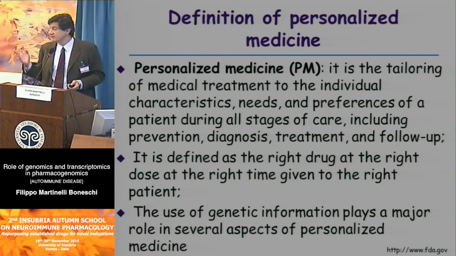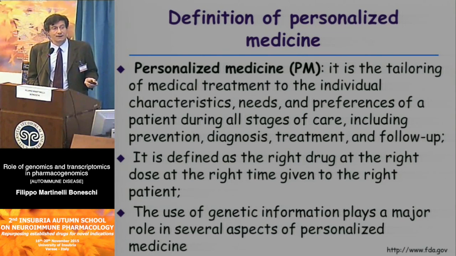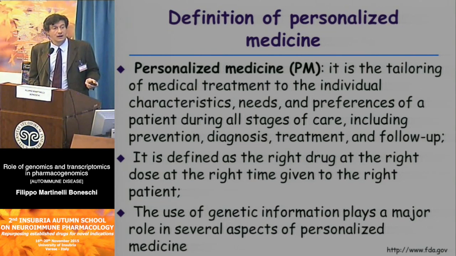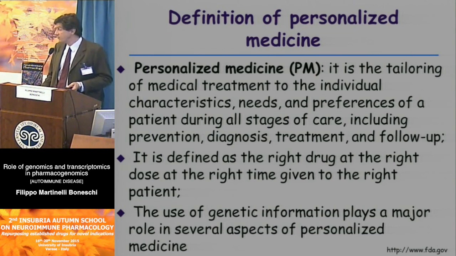We can say that it is the capacity to provide the right drug at the right dose at the right time to the right patients, which is something which looks simple, but it's extremely difficult. And of course, in this issue, the use of genetic information is very, very important and relevant.